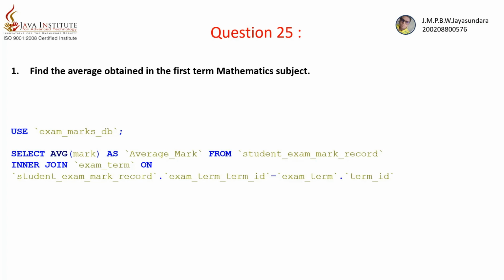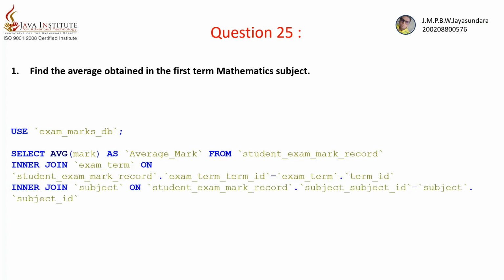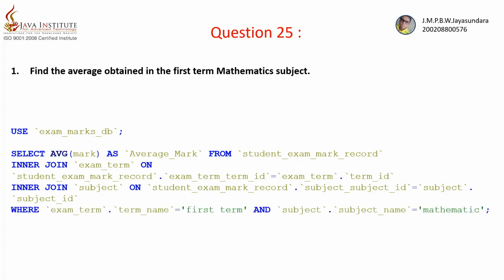After that, in here we have joined exam term table using student exam mark record table's exam term ID column, and exam term table's term ID column. Then we have joined subject table using student exam mark record table's subject ID column, and subject table's subject ID column. After that we have inserted the condition here and we have said exam term table's term name must be equal to first term and subject table's subject name column value must be equal to mathematics. So after this condition it's going to give us the mathematics subject's first term marks average.